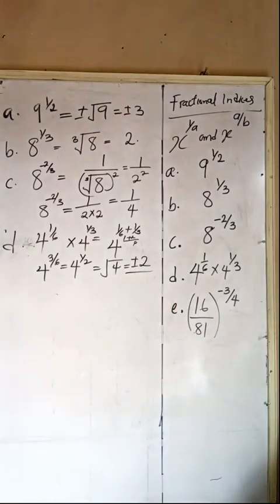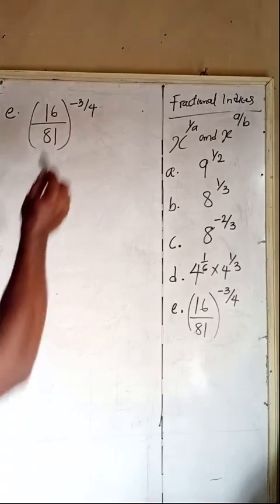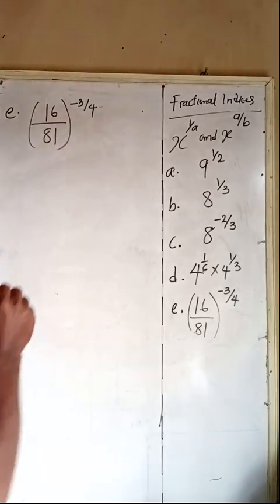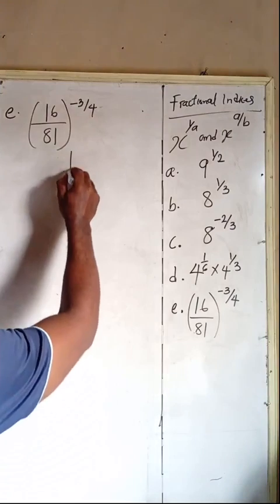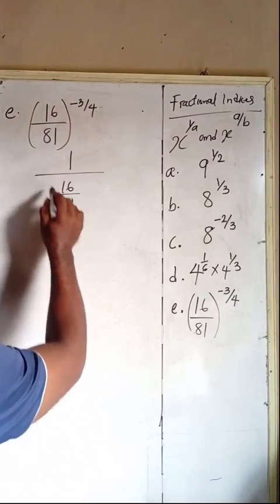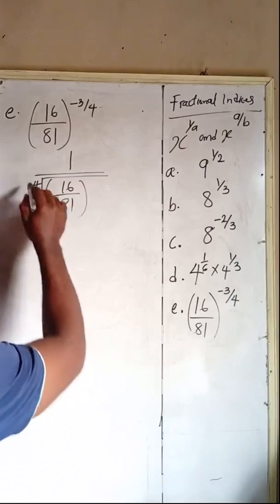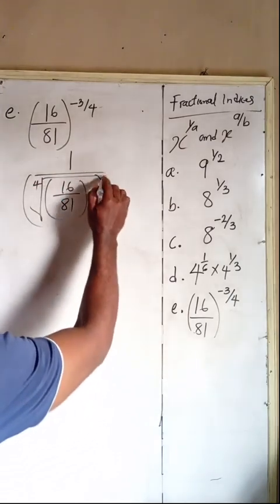So we are going to solve the E part, whereby it's going to explain it better. The E part is 16 over 81 raised to the power of minus 3 over 4. You are going to rewrite it as 1 over 16 over 81 all raised to power, that is the fourth root, all raised to power 3.